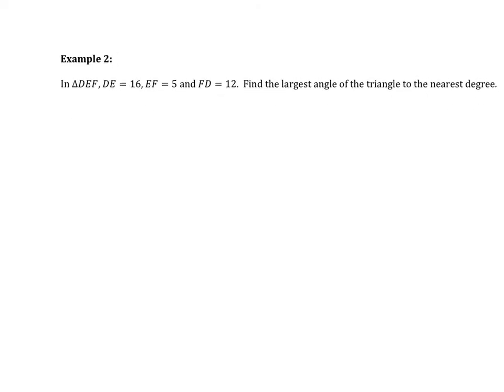We have another triangle, DEF. We're given all the sides. Find the largest angle of the triangle to the nearest degree. Interesting. So let's think about this. We have a triangle, DEF. Largest side is DE. I want to draw that on the bottom. That's 16. EF is 5. And FD is 12. Whenever possible, try to draw these to scale.